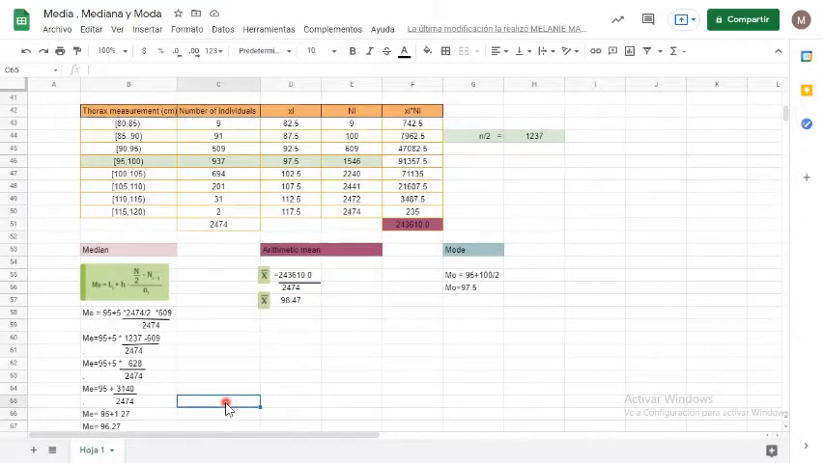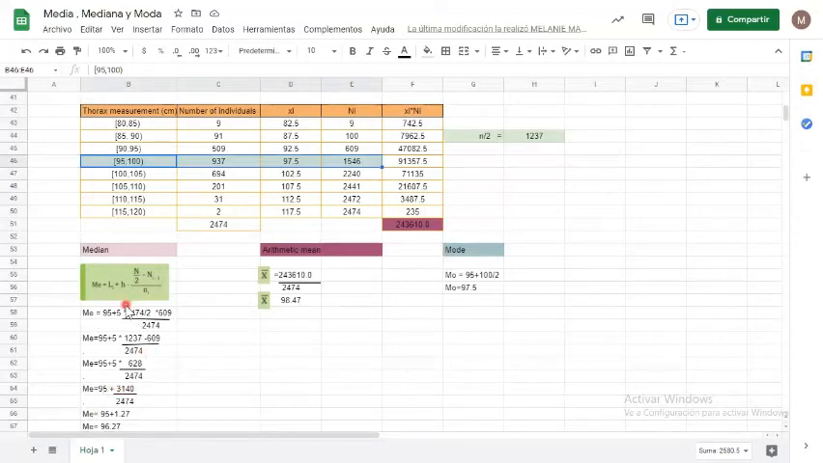For it we divide the total number of data by 2. We get 1237, and we look for the number that comes closest in the accumulated absolute frequency, which corresponds to this row. Then we use the formula of median equal to the lower limit plus amplitude times the number of data divided by 2, minus the accumulated absolute frequency of the previous interval of the class.